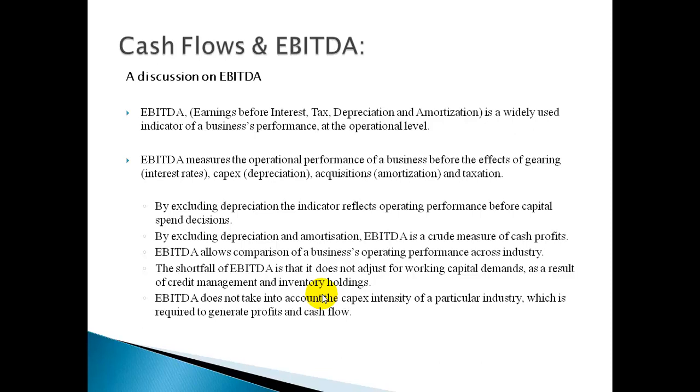Additionally, EBITDA does not take into account any capex intensity, as we said, of a particular industry. And in some industries, you cannot make profit without spending capital expenditure. So this is a crude measure of cash profit. It does not include working capital demands, and it does not include capex expenditures. Two big drains on cash. But still, as long as we know what EBITDA is, it allows us to compare the efficiency in management, turning revenue into profits from one business to another, from one industry to another. Let's go and have a look.